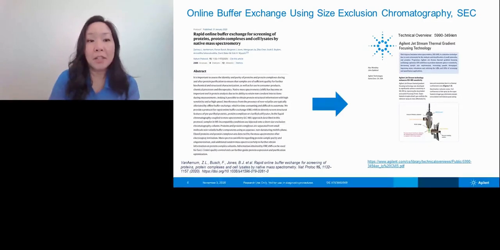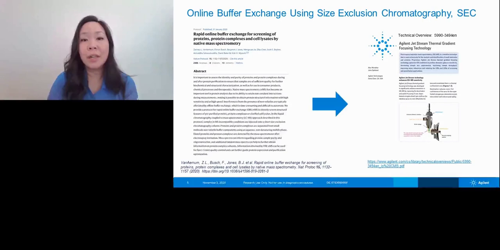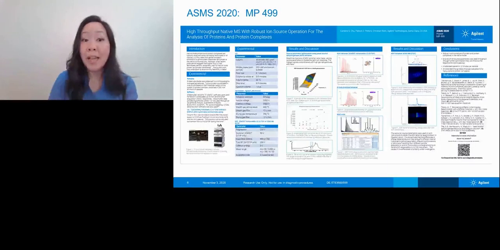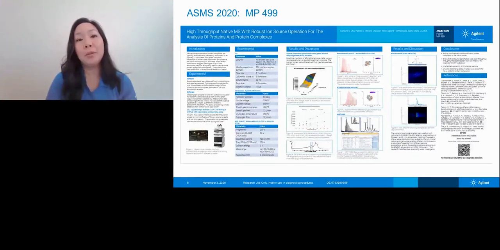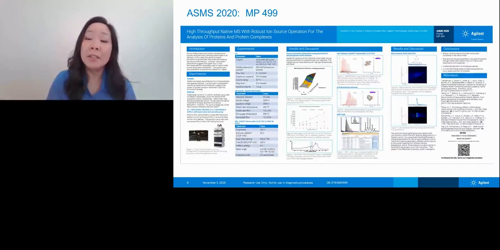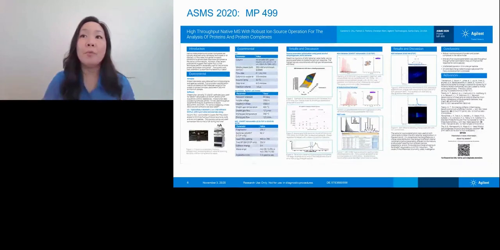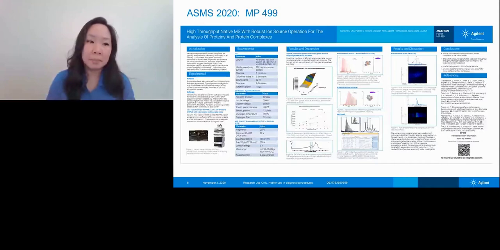Here you can see the publication on the left and an application note that covers what the Agilent Jet Stream is about. From that, we were able to generate a poster for ASMS 2020 this year, MP499. What we'll do in this talk is walk through this poster and go into a little bit more detail about how we use standard flow native MS for these protein complexes.